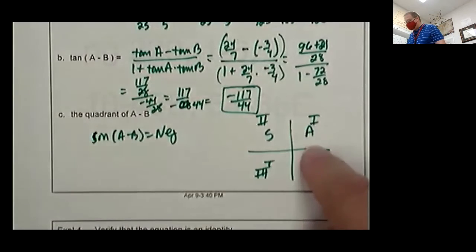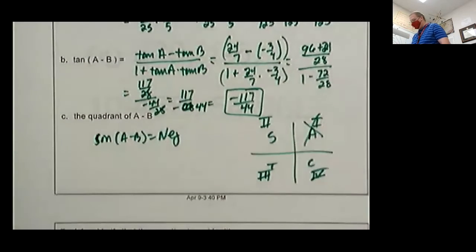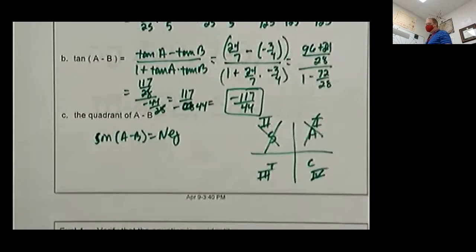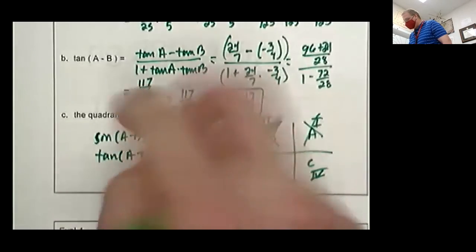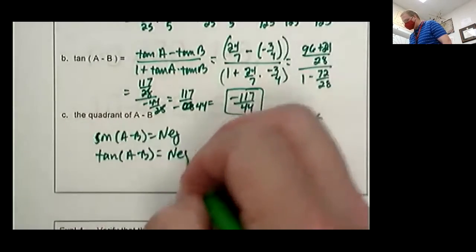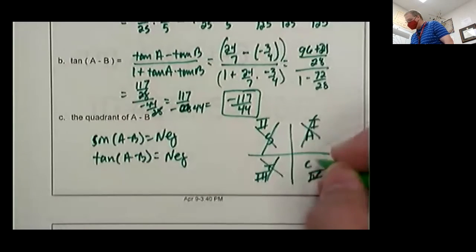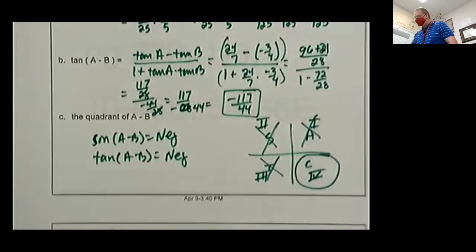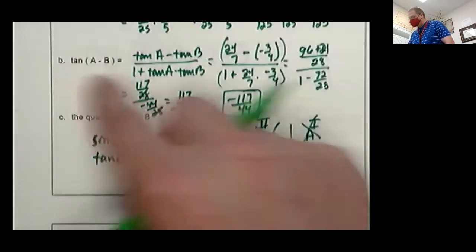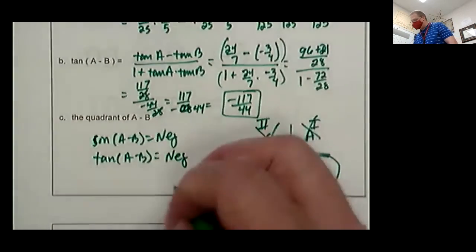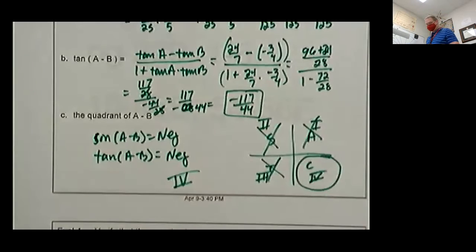Well, sine's not negative in the first quadrant, can't be there. Sine is not negative in the second quadrant, it can't be there. So that leaves us with the third and fourth quadrant. And then we're going to look at tangent of A minus B. Well, tangent of A minus B is also negative. Well, tangent in the third quadrant is positive, so it can't be there. Therefore, we must be in the fourth quadrant where both sine was negative and tangent was negative. So we must be in the fourth quadrant.